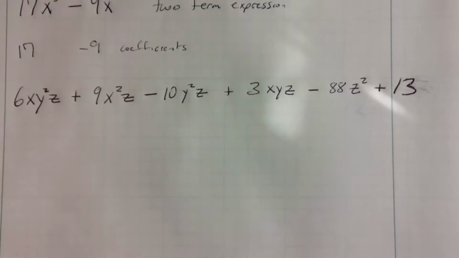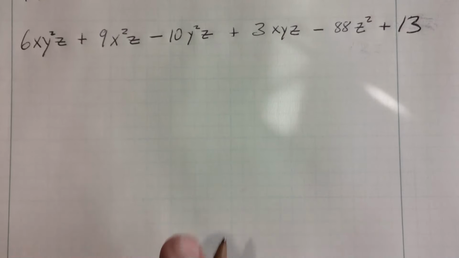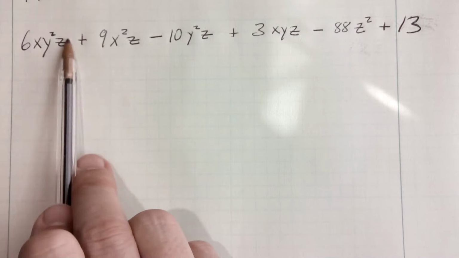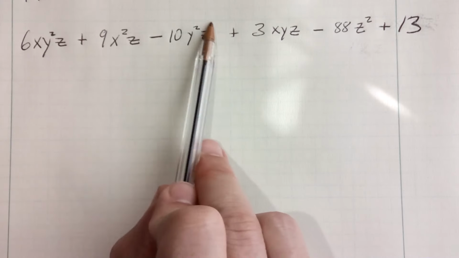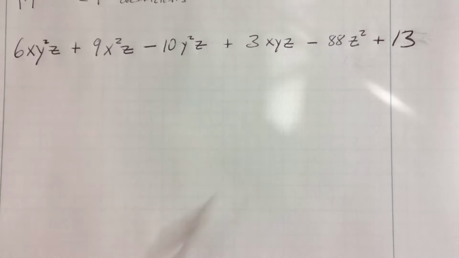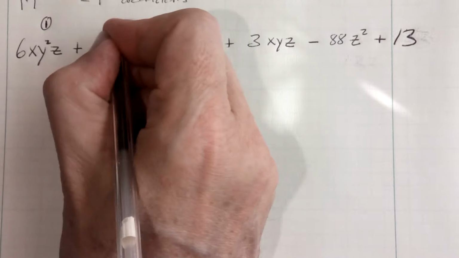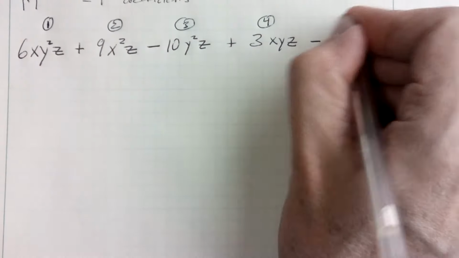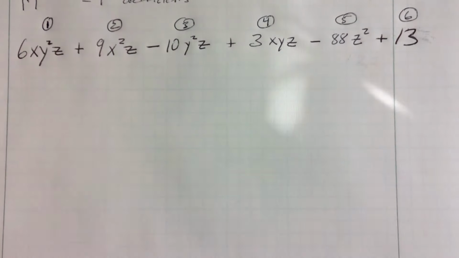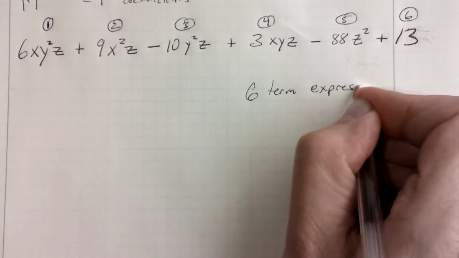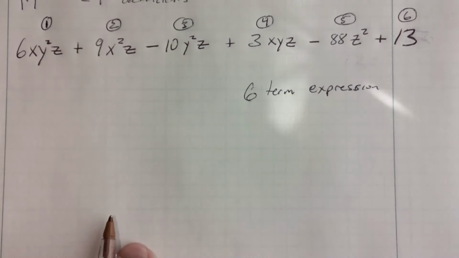This last expression here has a lot of terms. Again, I'm looking for plus and minus signs. So I have 1 term, 2 terms, 3 terms, 4 terms, 5 terms, 6 terms. I could actually even put one above each: there's my first term, my second term, my third term, my fourth term, my fifth term, and my 6th term. So that is a 6-term expression, and it has 6 different coefficients depending on the term I asked for.